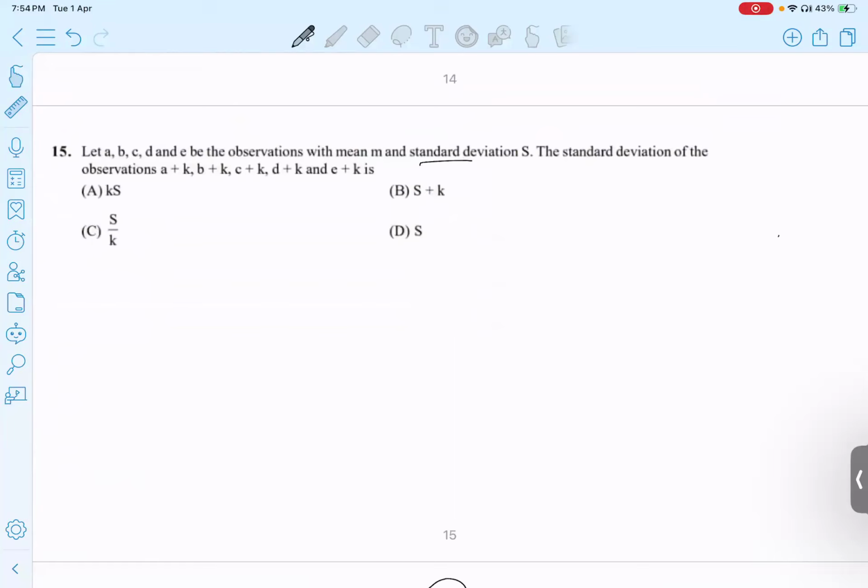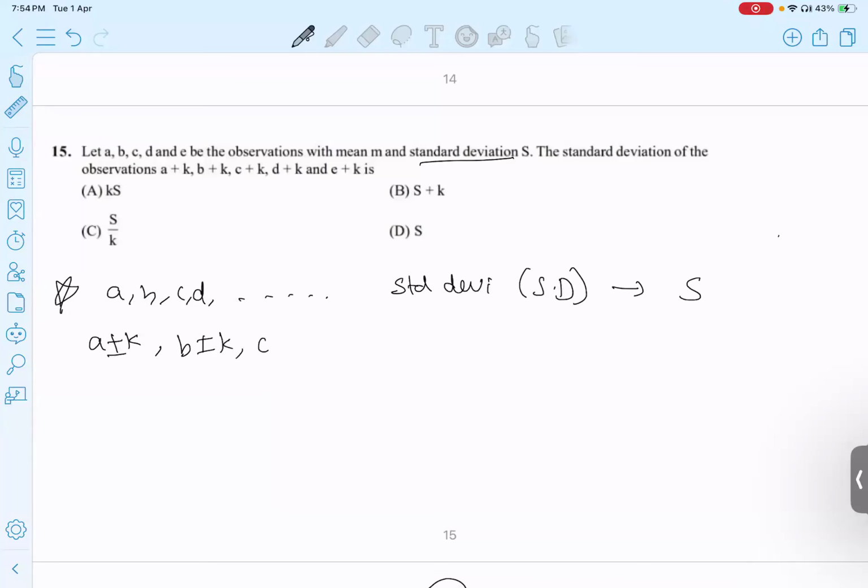Observation with the mean and standard deviation. Statistics question. Make a keynote of this. If A, B, C, D or whatever it might be are the observations with the standard deviation, SD, as any value, here they have given it as S, then if you add or subtract the same constant for each and every observation, just like they have done in the given question, then the standard deviation will not change, it remains the same.